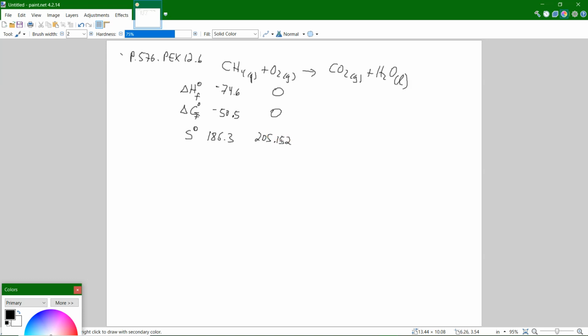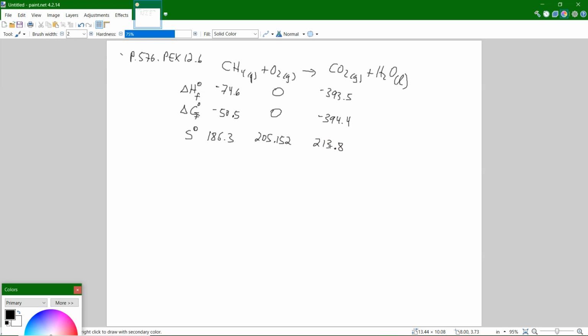Then carbon dioxide, CO2. Where is it? There it is. Delta H naught is minus 393.5. Delta G naught is minus 394.4. And the S naught for carbon dioxide is 213.8, always a positive value.